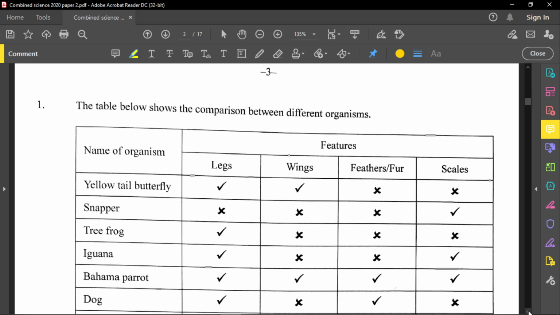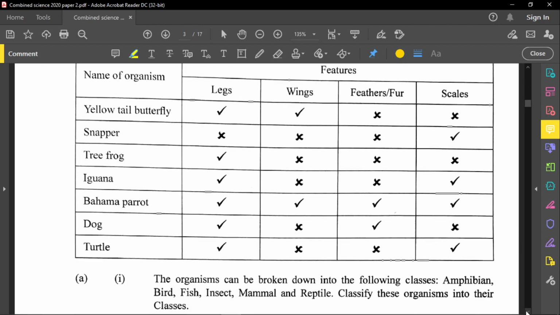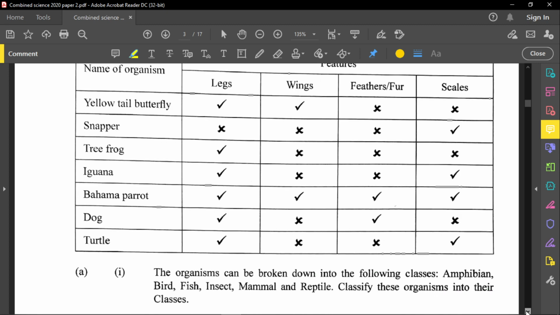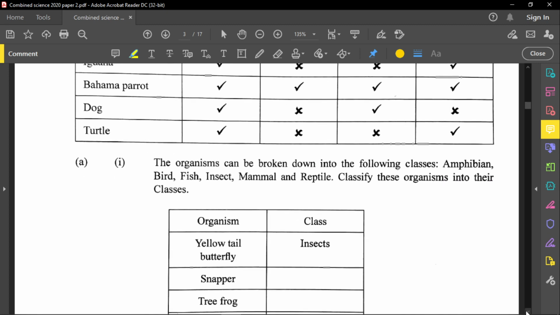For this question, it said the table below shows the comparison between different organisms. On the right columns, we have the features: legs, wings, feathers or fur, and scales. And on the left, we have the names of organisms: the yellowtail butterfly, snapper, tree frog, iguana, Bahama parrot, dog, and turtle. All right, so let's go into part A.